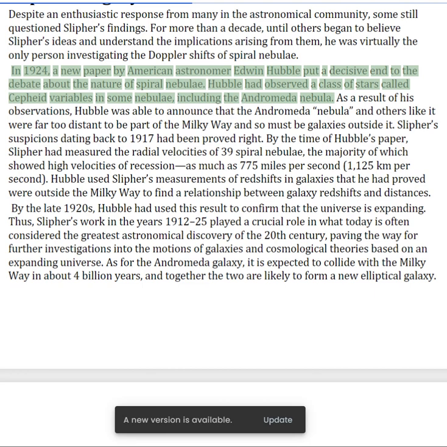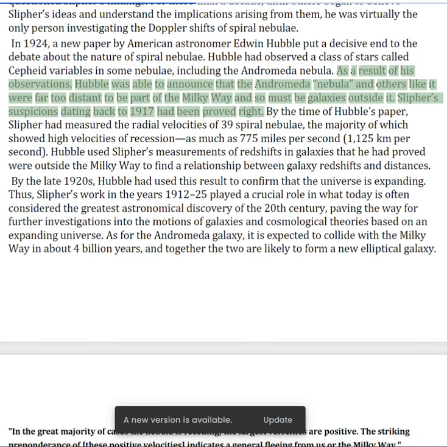In 1924, a new paper by American astronomer Edwin Hubble put a decisive end to the debate about the nature of spiral nebulae. Hubble had observed a class of stars called Cepheid variables in some nebulae, including the Andromeda Nebula. As a result of his observations, Hubble was able to announce that the Andromeda Nebula and others like it were far too distant to be part of the Milky Way and so must be galaxies outside it. Slipher's suspicions dating back to 1917 had been proved right.